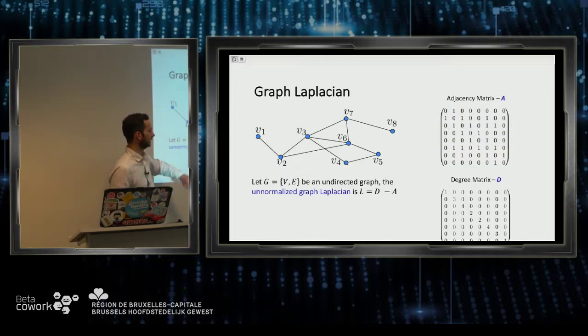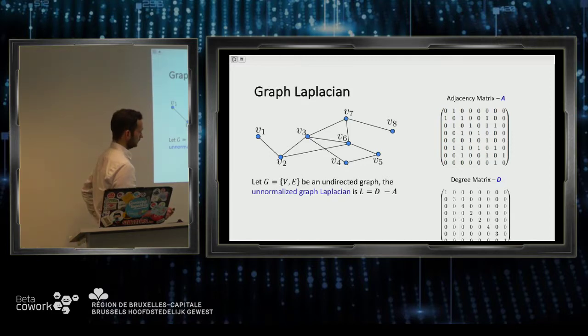So what is the Laplacian of a graph? Let's suppose that we have a graph which is undirected, right? As you can see here, there's no direction in the graph. The unnormalized graph Laplacian is a subtraction between the degree matrix D and the adjacency matrix A. What's the degree matrix? The degree matrix is a matrix which consists again of n times n elements, where n is the number of nodes in the graph. And in the main diagonal of this matrix, you just write the degree of every node. For instance, you see here that the degree of node 1 is 1. The degree of node 2 is 3, right? 1, 2, 3 here.